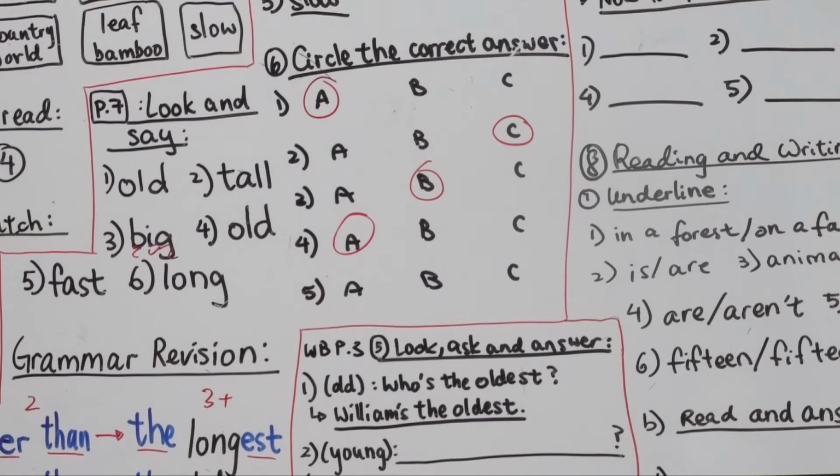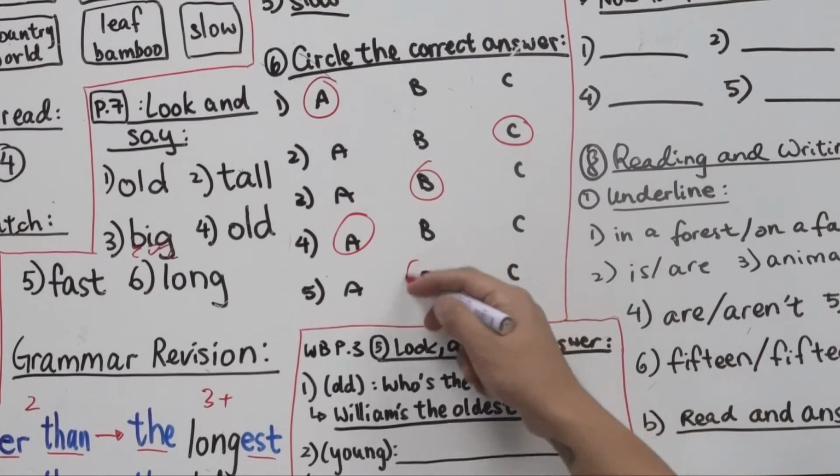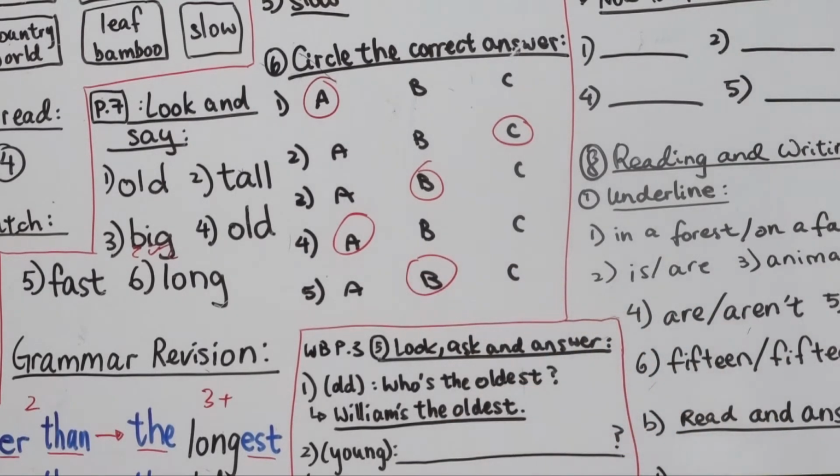Alright, number 5. Which is the tallest? A, a horse, B, a giraffe, or C, a zebra? Which is taller? Giraffe. Right, B, a giraffe, because they have such long necks. Necks, okay? Alright.